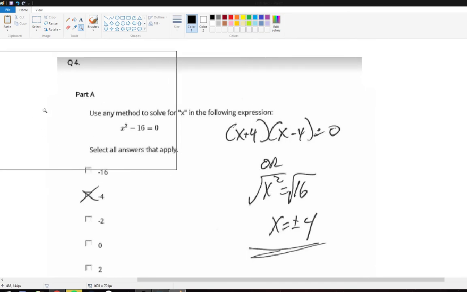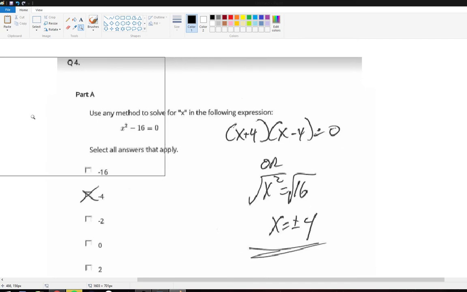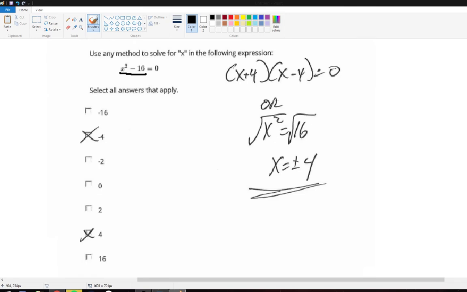Alright, question 4, part A. You just have to solve for x. And you can complete the square, or since these are both perfect squares, you could just bada bop, bada bingo, toastingo, you know what I mean? And simplify it nice and easy to +4 and -4.